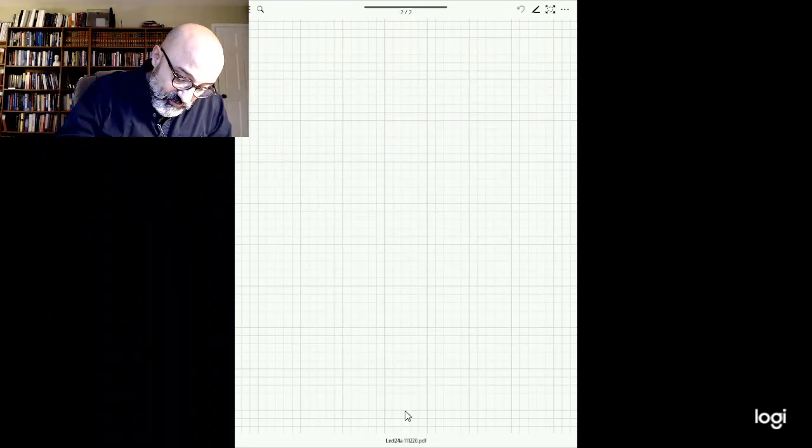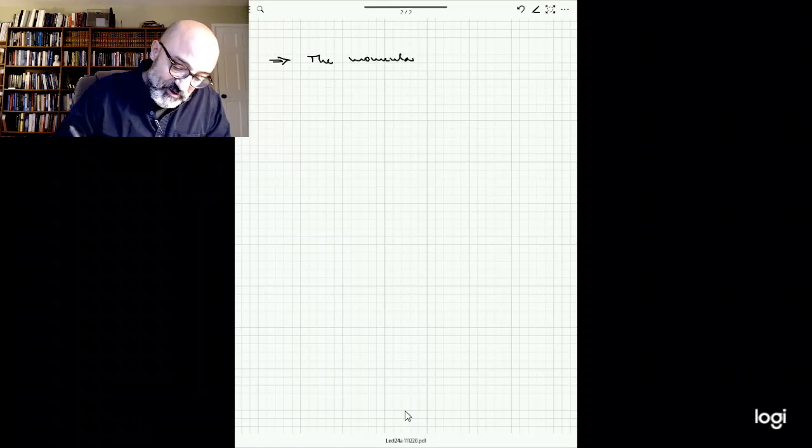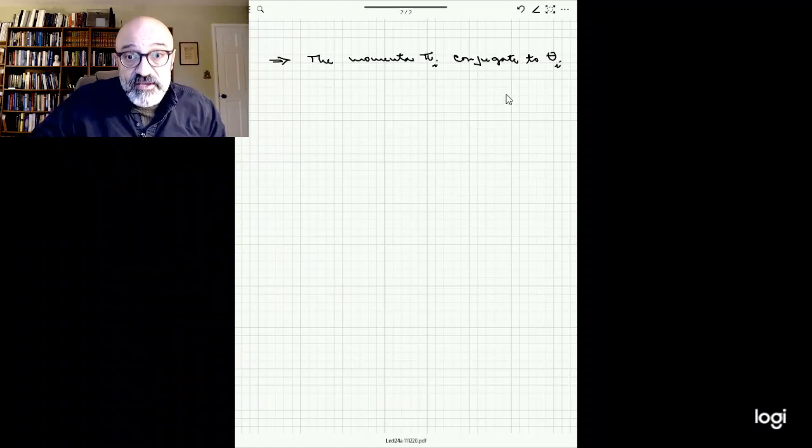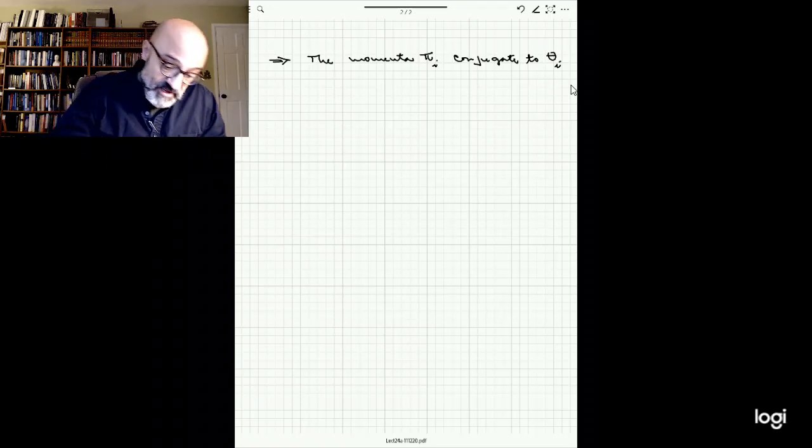So therefore, the momenta, I'll write it in full glory, the momenta pi I conjugate to the probabilities, which are the object of our attention, the object of our interest, are angles.